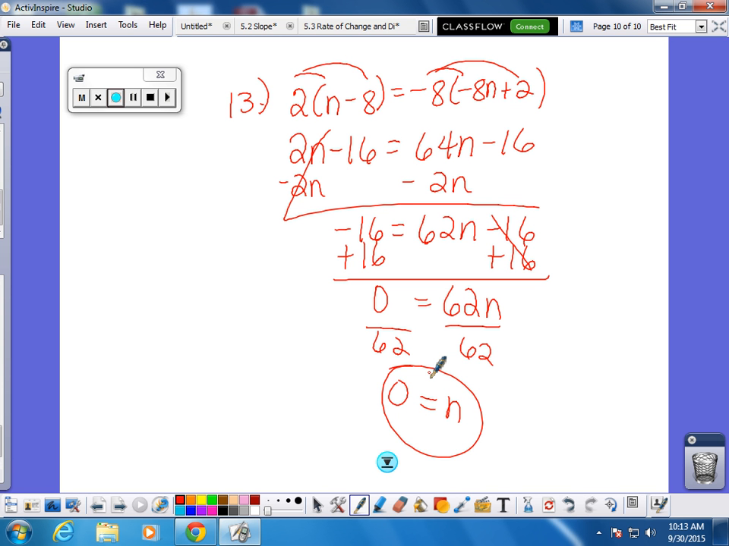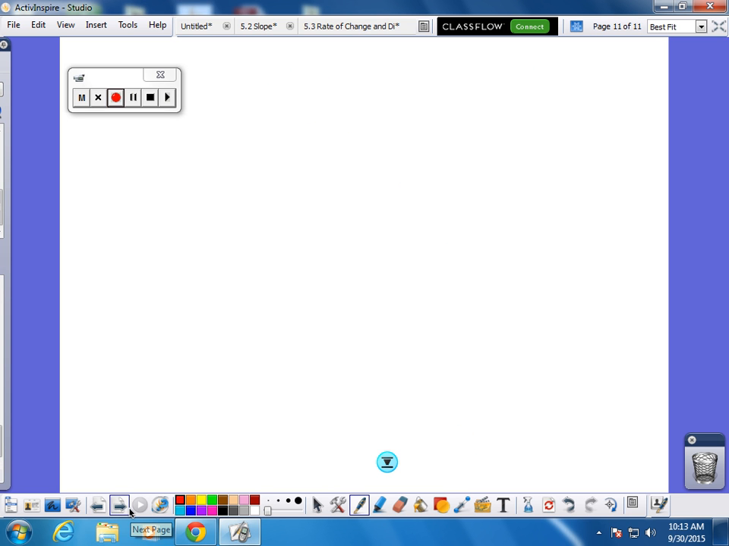I think I made a mistake on that one. Zero is in it? I don't like zero, it has no value. That's true, it has no value, but it's still a real number. When we say no solution, we're saying that there is not a real number that exists that will work. Alright, 14.